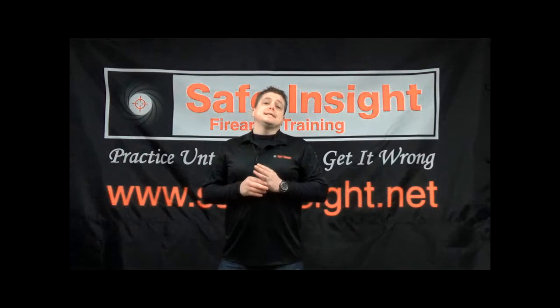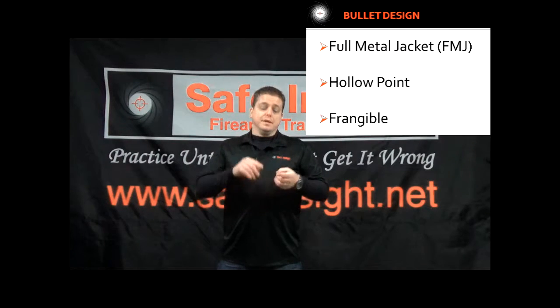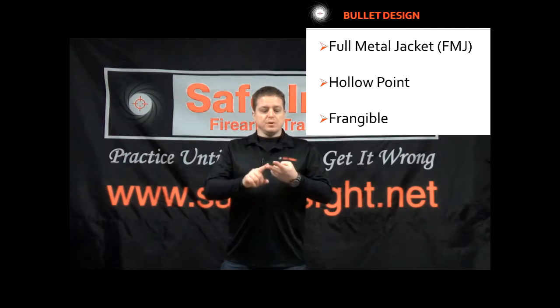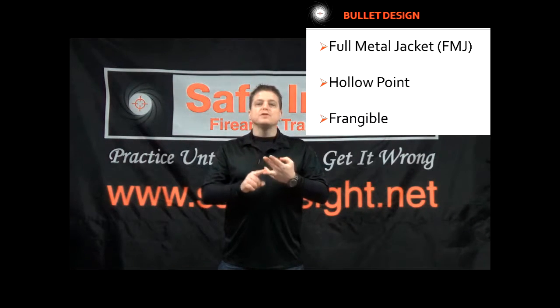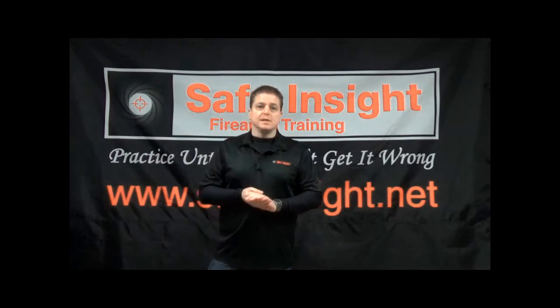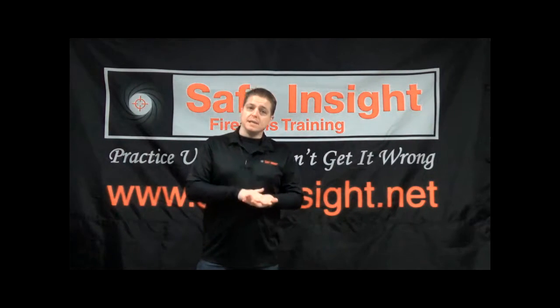There are 3 basic types of bullet designs. There's full metal jacket or ball rounds, there's hollow point, and there's frangible. So let's talk about what each one of these is and what their advantages and disadvantages are.